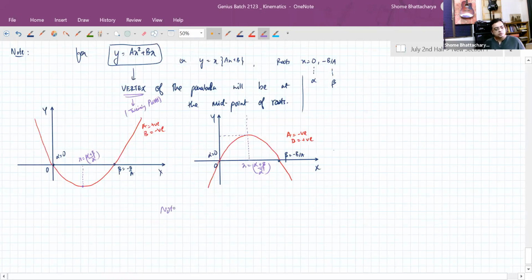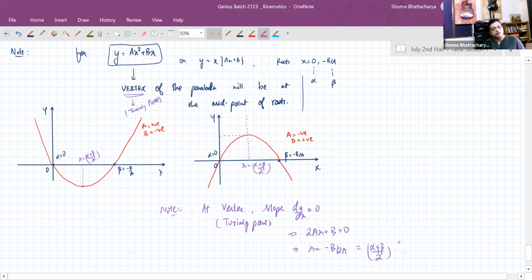So that happens because at the vertex, which is basically the turning point, the slope should be zero. So you can see 2ax plus b should be zero. So x should be minus b by 2a, which is basically equal to alpha plus beta by 2. It's the midpoint of the roots. Okay. So in this case, the minima of the function will occur here. You can call it global minima, you can call it local minima, it's one and the same thing. In this case, the maxima of the function will occur here. So this is going to be another important thing for us.